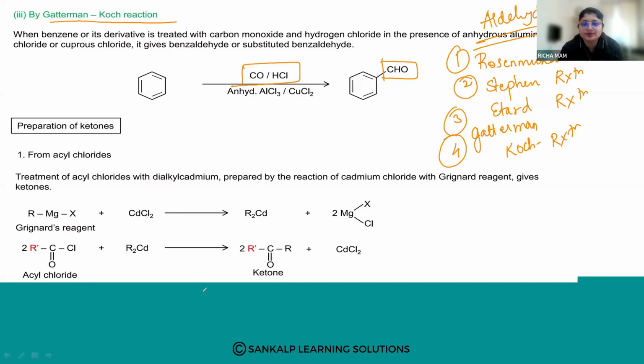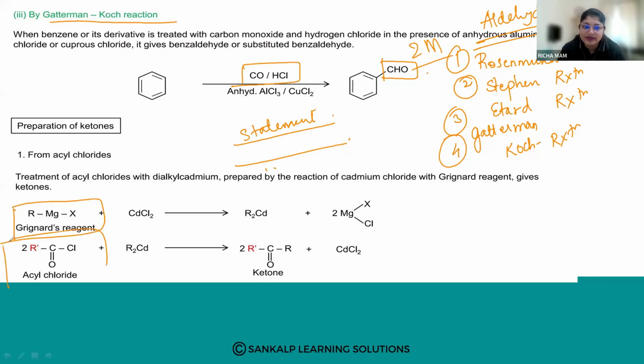Is it clear? Any doubts up to here? So these are the main important reactions, so any of these questions can be asked. It could be a 2 marks question. The question can be: explain the Rosenmund reaction with an example, or explain with a general reaction the Rosenmund reaction. What you have to do is give an explanation in the form of a statement, then write the reaction and write their names. Now, how it is written: Grignard reagent, acyl chloride, this is ketone. Like this you have to explain.